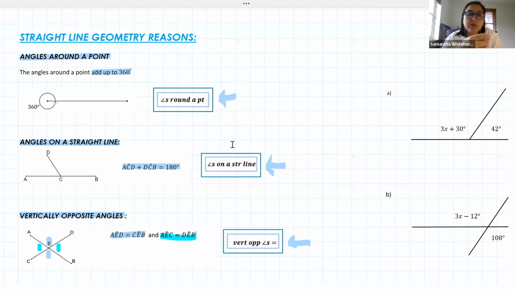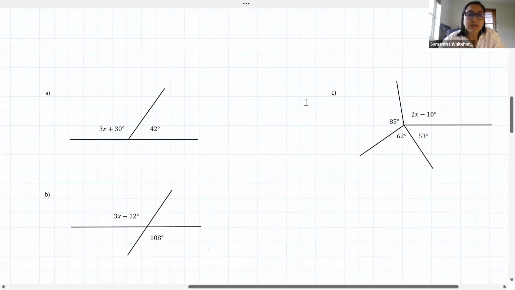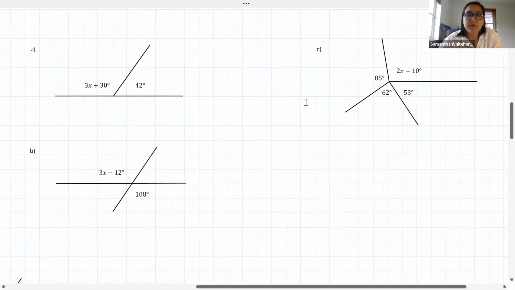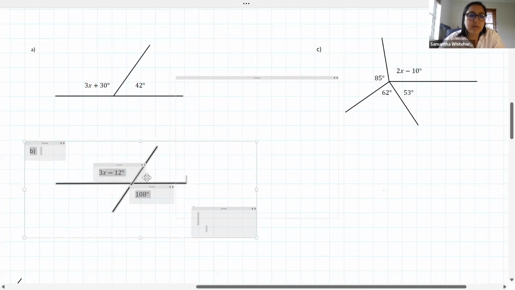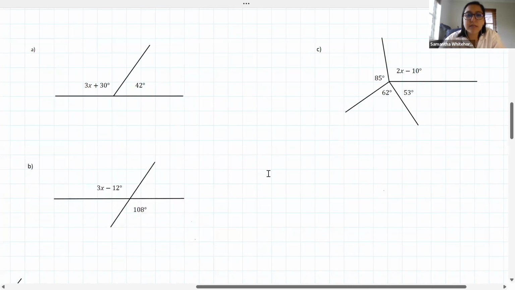Okay, so if you haven't screenshotted and you want to, I suggest you do it now. I'm about to move the screen. Okay, so let's have a look at these three questions that I have here. We're going to go step by step, so we're not going to rush this. I'm going to move this down a touch so I've got some space.